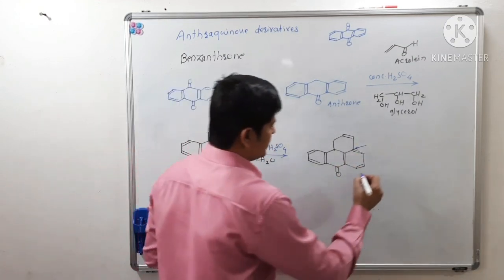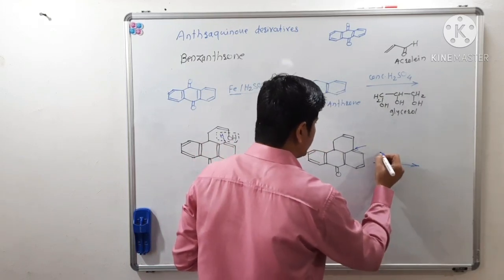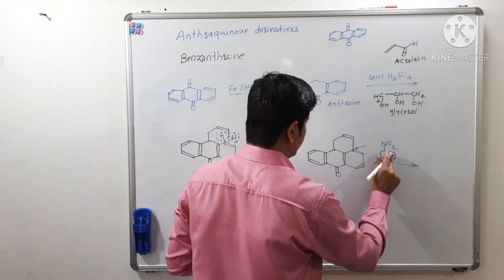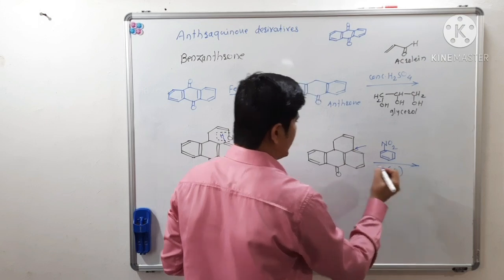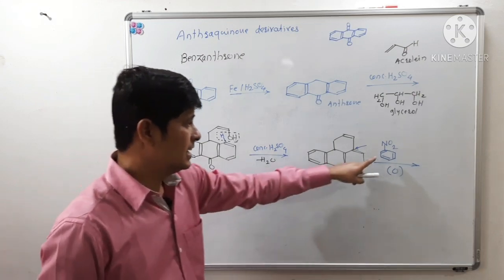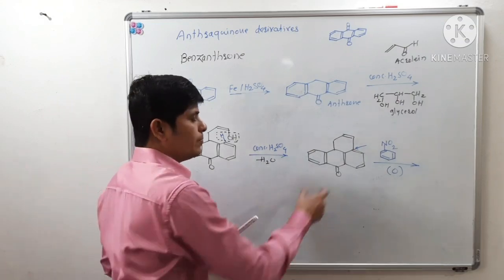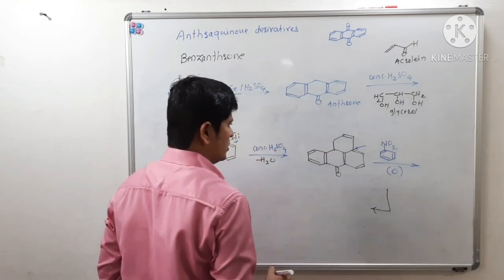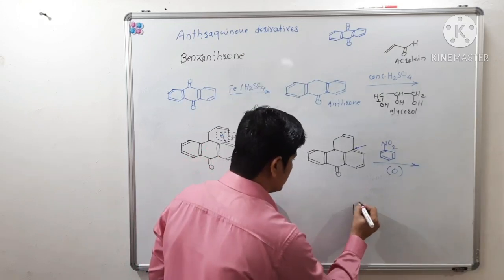Now in the next step, this compound is on reaction with nitrobenzene. So what is the role of nitrobenzene? The role of nitrobenzene is an oxidizing reagent. So this nitrobenzene will oxidize this product, that is this intermediate, into benzanthrone. So it will oxidize this compound into benzanthrone.